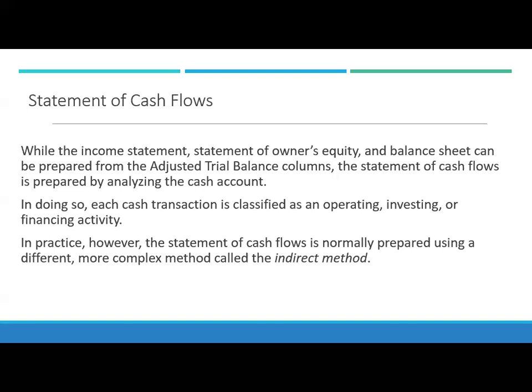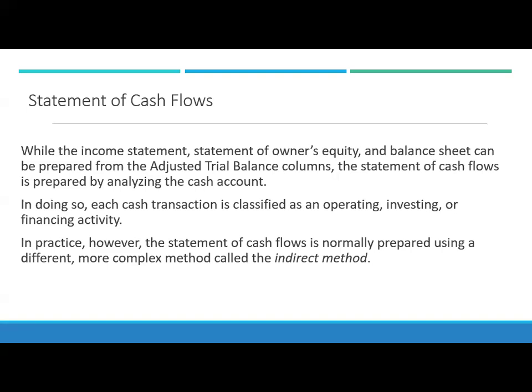Then the statement of cash flows shows all the activity that happens with cash transactions during the period. And it can be prepared using two methods. There's the direct method, which is what we'd be doing this chapter, and that is taking a look at every transaction in the cash account and classifying it towards which type of activity this is. Is this an operating activity, an investing activity, or a financing activity?